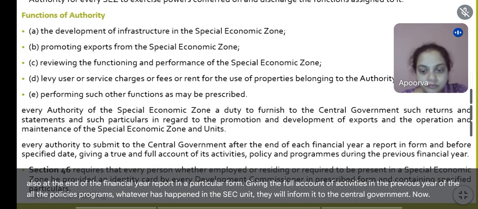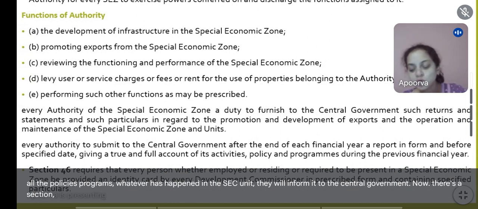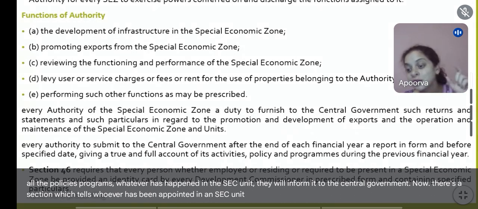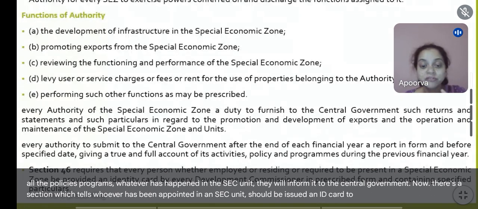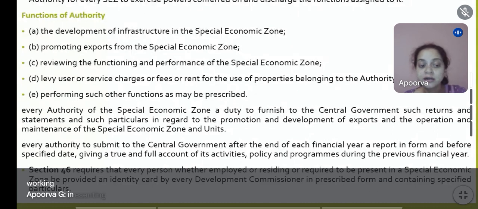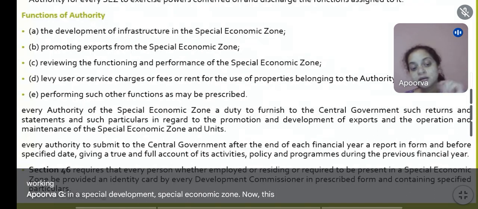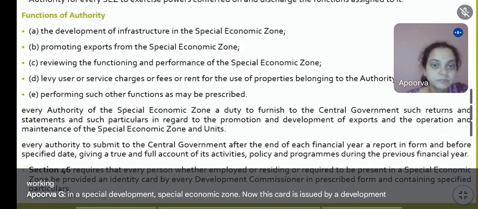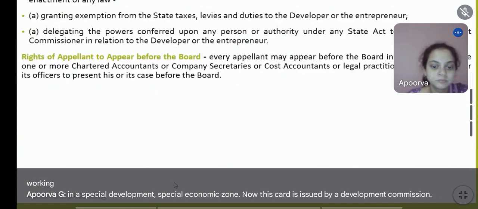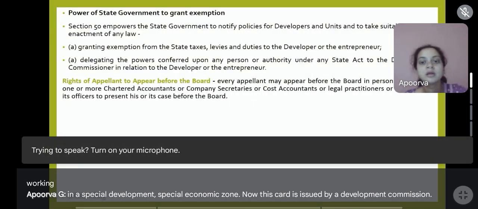Now, there's a section which tells that whoever has been appointed in an SEZ unit should be issued an ID card to identify himself that he is working in a special economic zone. Now, this card is issued by a development commissioner.